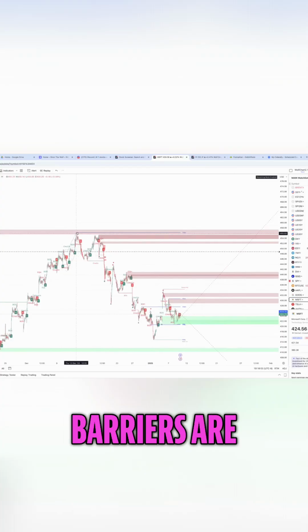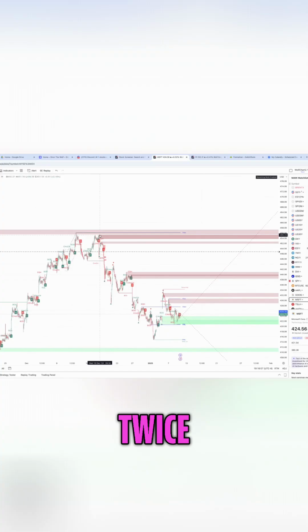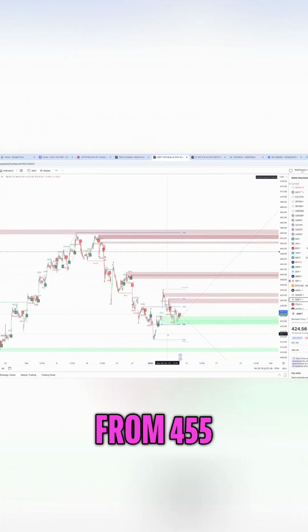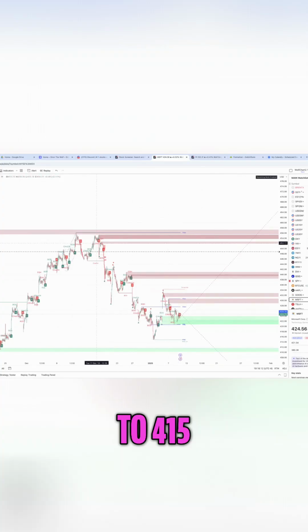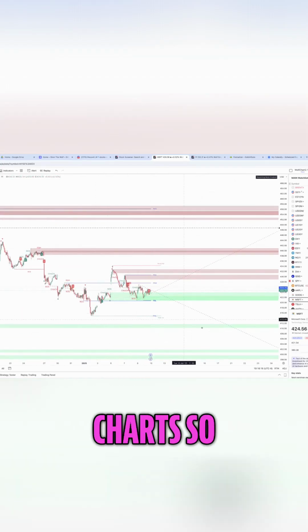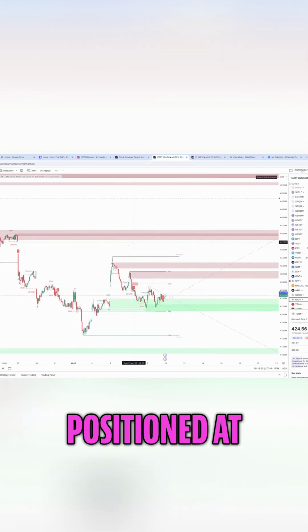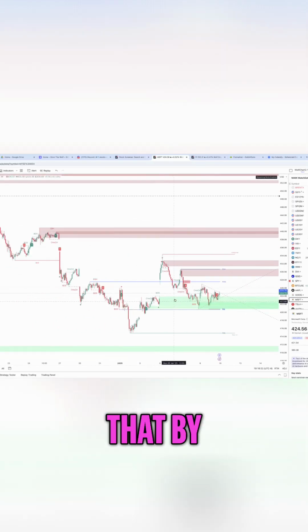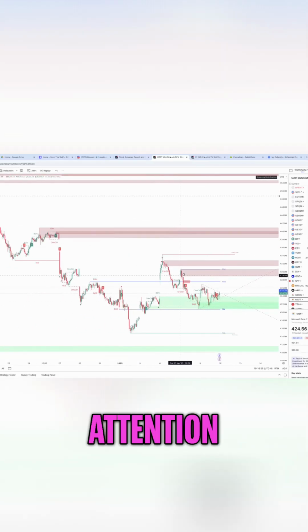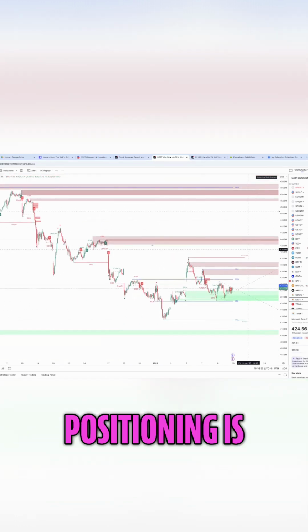This is where the institutional bears are camped out. So you see what happened. We came up here and tapped it twice, and it dropped from 455 all the way down to 415. Okay. So this is why we have these zones on our chart, so that we can see where smart money is positioned on the chart, and we can take advantage of that by paying attention to when to exit and when to enter into trades based off of where their positioning is.